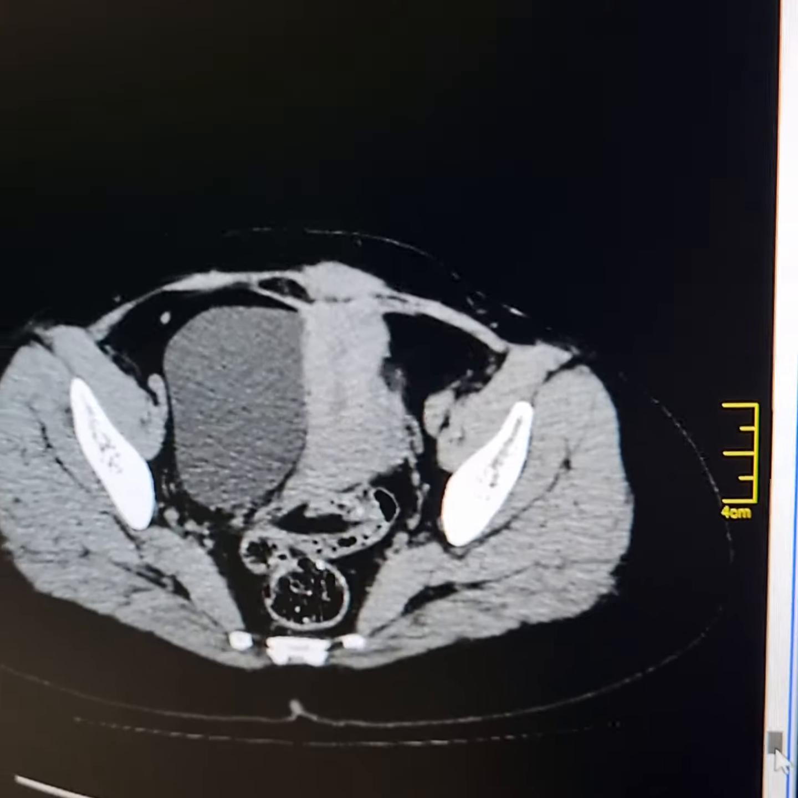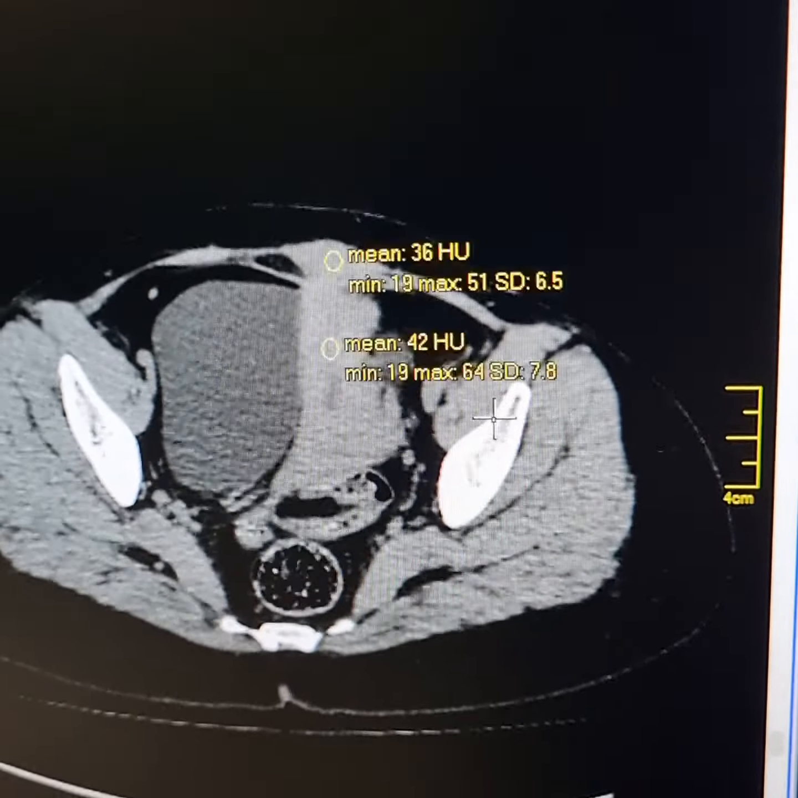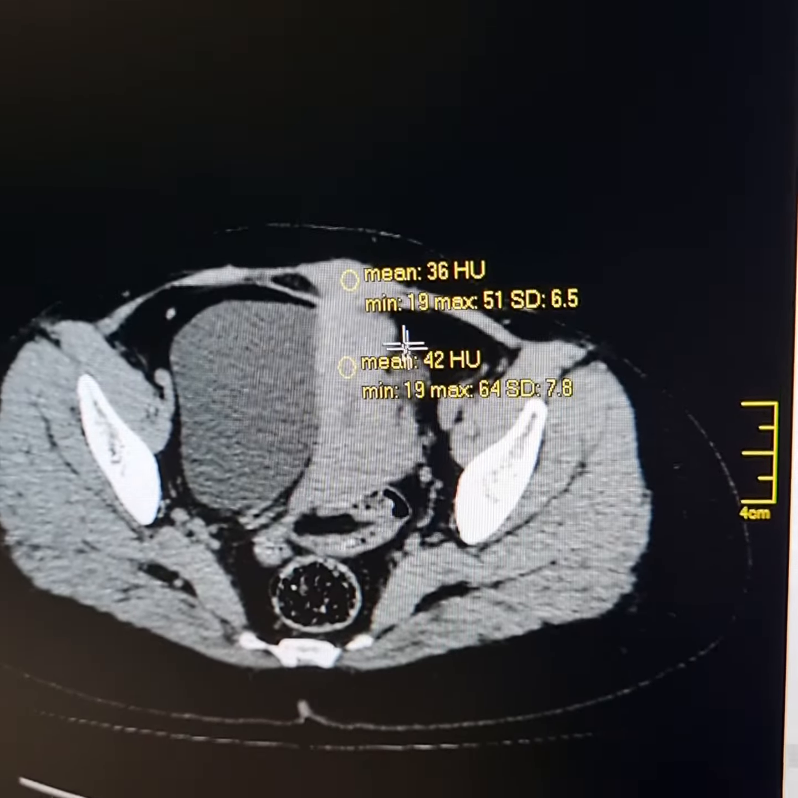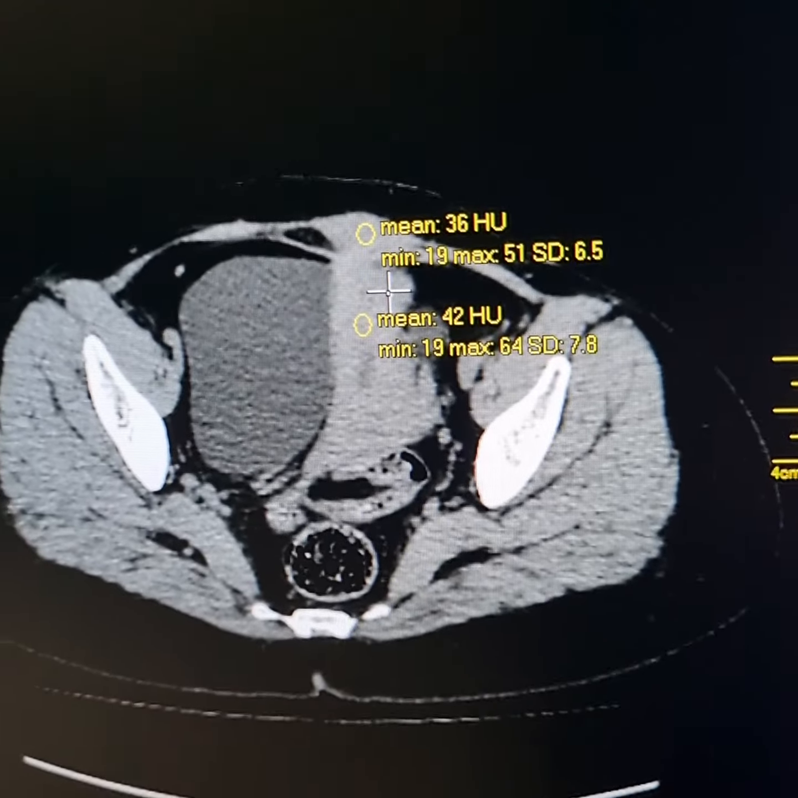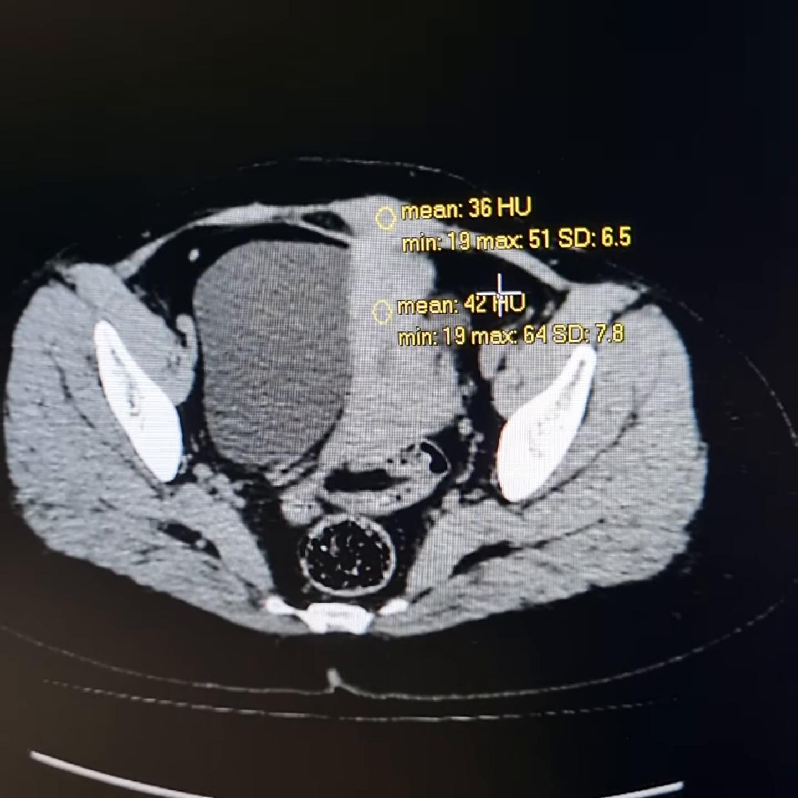Now the patient is asymptomatic as regards the findings of the uterovesical fistula, but now the patient has developed a mass lesion in the left lower anterior abdominal wall. Now this is the plain CT scan.